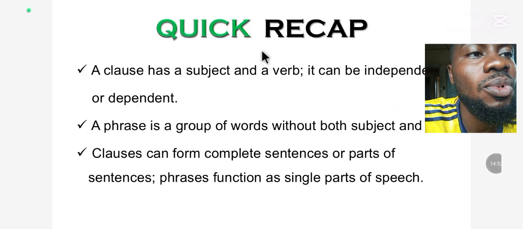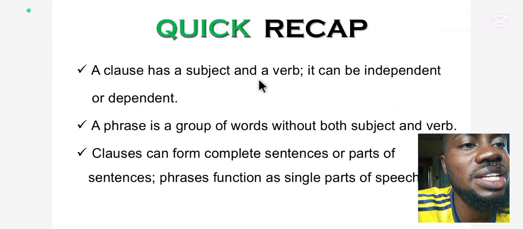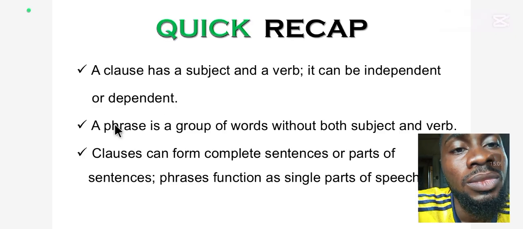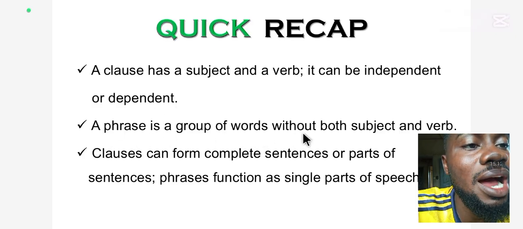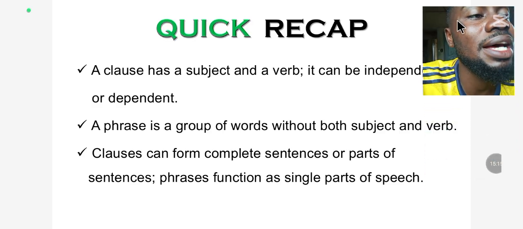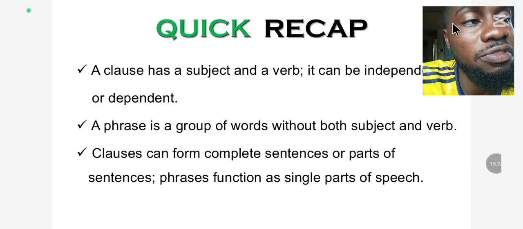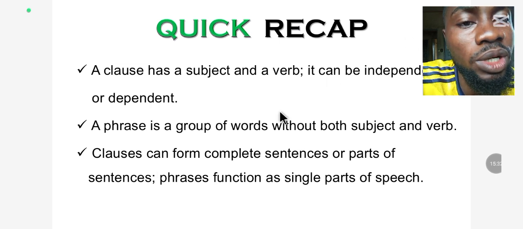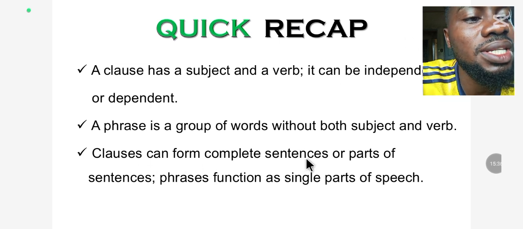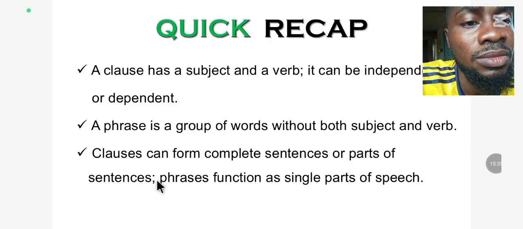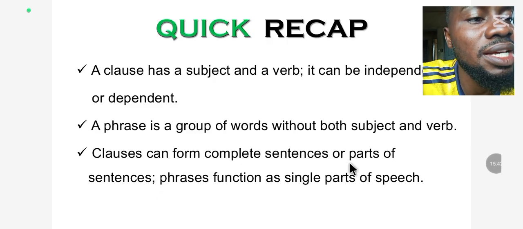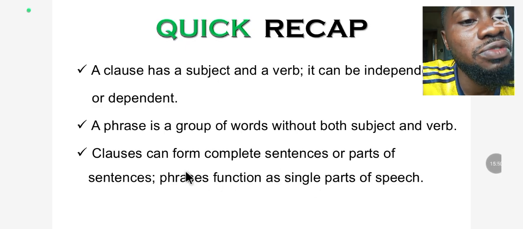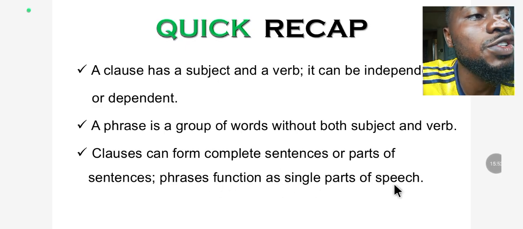A quick recap on the lecture. A clause has a subject and a verb. Take note of that. It can be independent or dependent, which is also referred to as the main clause or subordinate clause. A phrase is a group of words without both a subject and a verb. Remember that a phrase can have a verb but no subject, or it might not have a subject and a verb altogether. Clauses can form complete sentences or parts of sentences. Phrases function as a single part of speech.